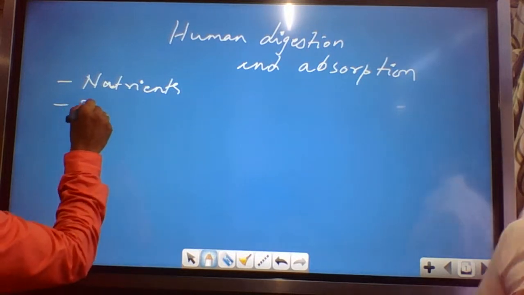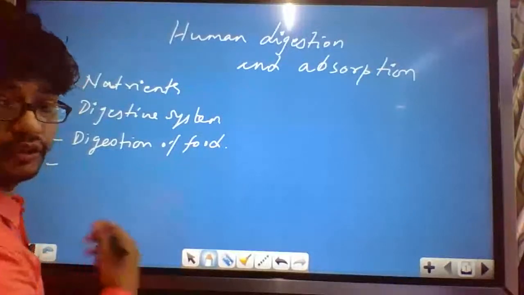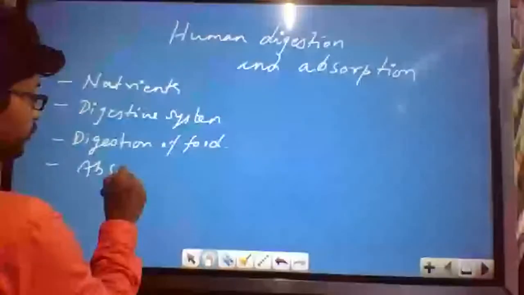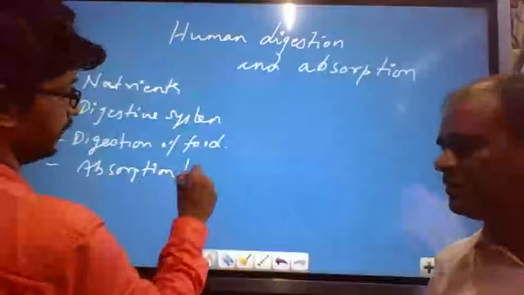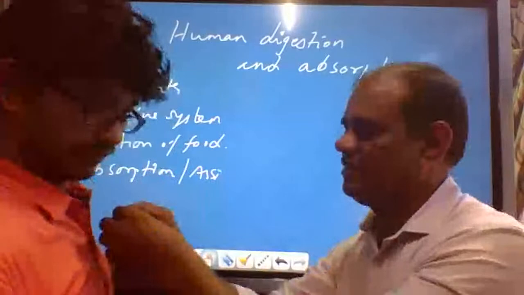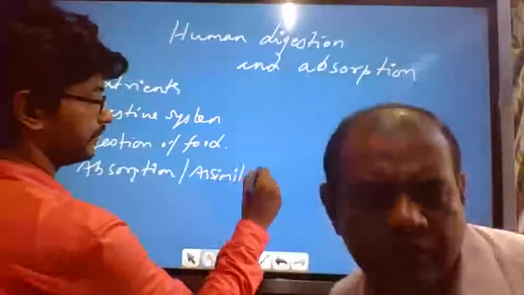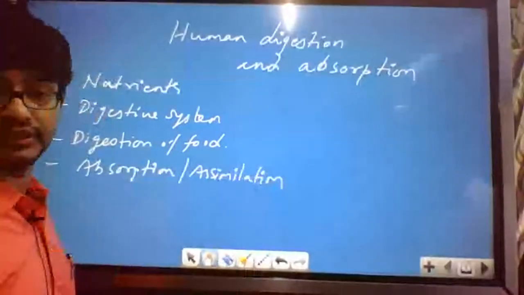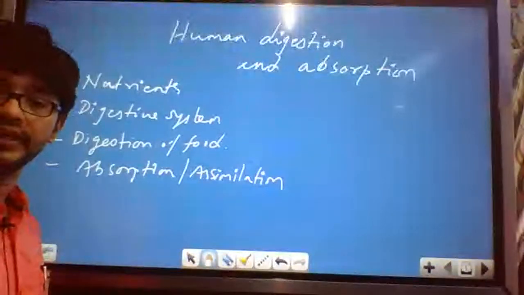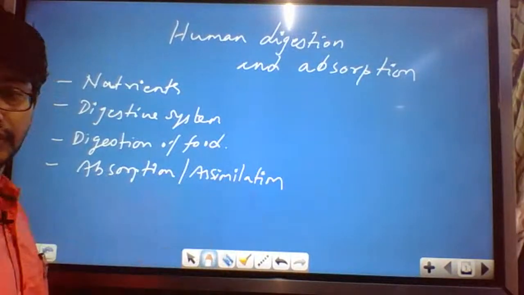We're also going to discuss the digestive system structure, and how the food is going to get digested. And then absorption and assimilation. You can ask me what the difference is between absorption and assimilation. The digested food is going to be absorbed. After absorption, what will be the fate of the absorbed materials? This has to be utilized by your body, and that is what we call assimilation.